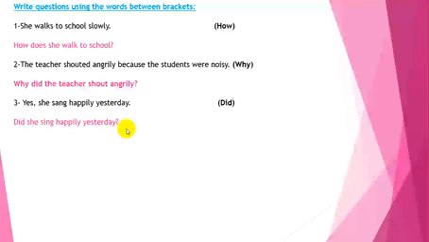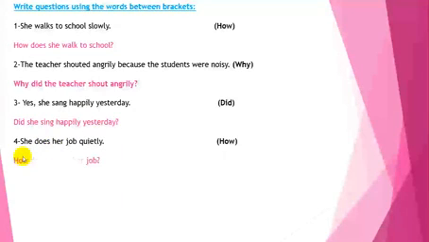Number 4. It says here, she does her job quietly. Again, I'm going to ask, how does she, what's the main verb here? Does. So here is do, yes? So it's going to be, how does she do her job?